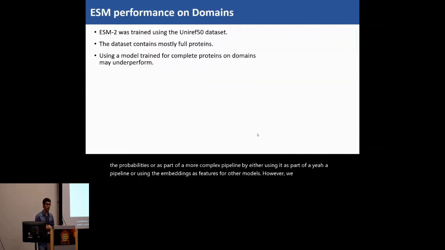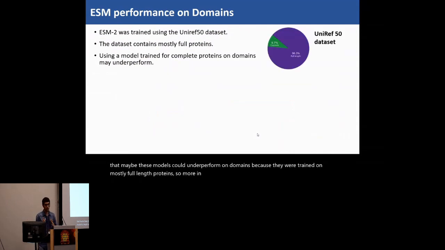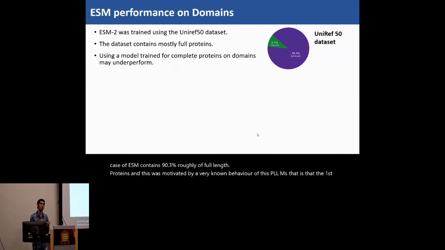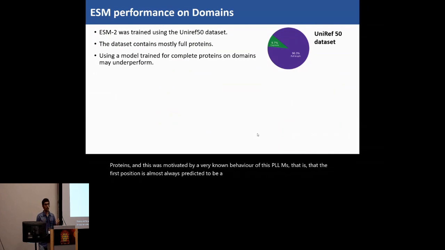However, we were worried that maybe these models could underperform on domains because they were trained on mostly full-length proteins. More in particular, the dataset that it was trained on, in the case of ESM, contains roughly 90.3% full-length proteins. And this was motivated by a very known behavior of these PLLMs, that is that the first position is almost always predicted to be a methionine. The reason is that all full-length proteins start with a methionine, because that's the amino acid encoded by the starting codon, but not due to a biophysical property that we would be interested in.